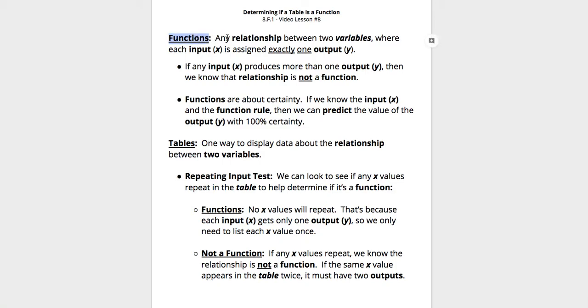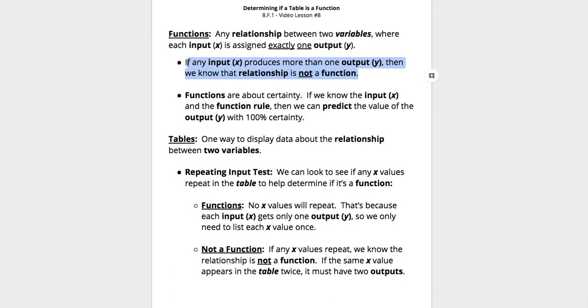A function is any relationship between two variables where each of the input values, or x values, is assigned exactly one output value, or one y value. We know that if any of the input values or any of the x values produce more than one output, then at that point the relationship cannot be a function.